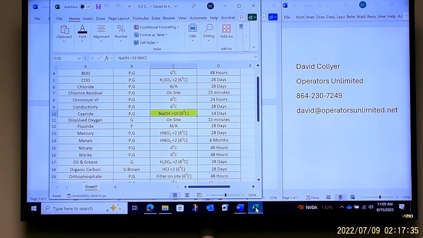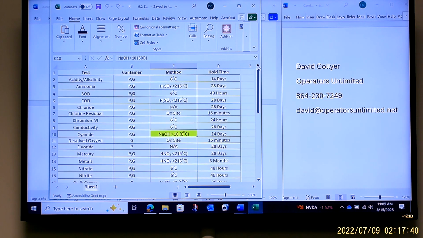I'm pulling up the chart that shows our test, what we're analyzing for, the type of the container, the method of preservation, and the maximum hold time. BOD is a common analysis. We can collect that in plastic or glass. It must be stored at 4 to 6 degrees, and we can hold it for a maximum of 48 hours.